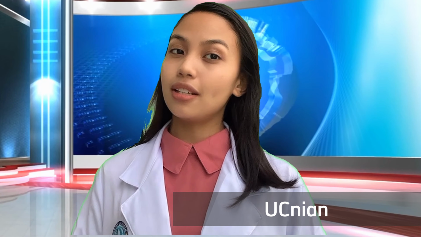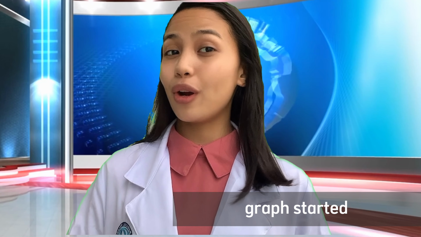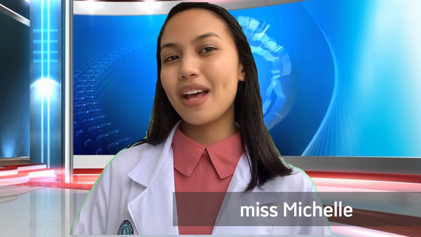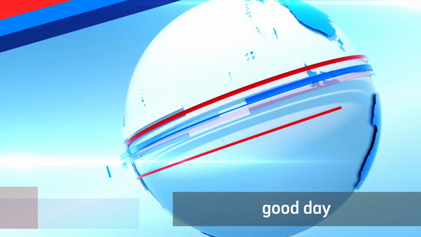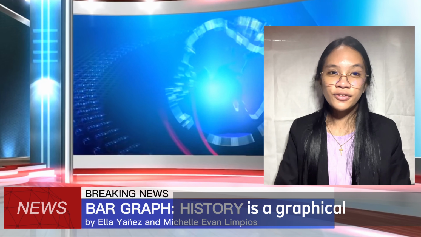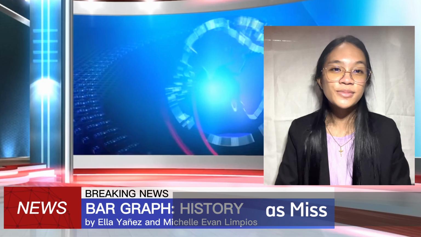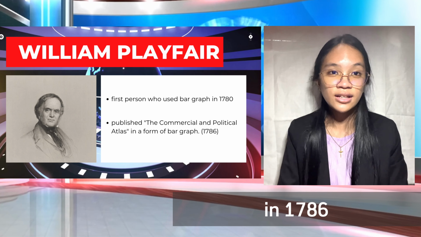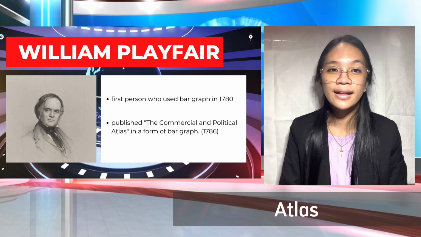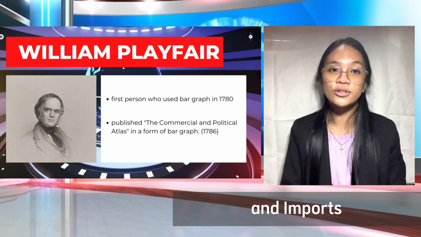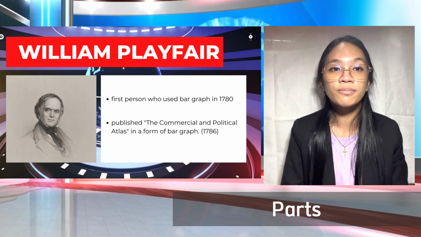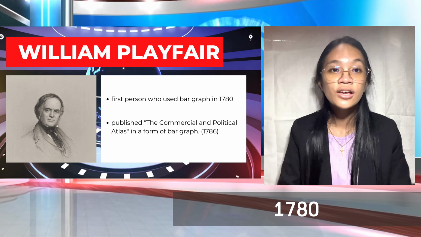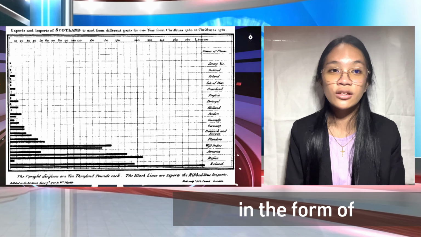Welcome back, Yusinians. Confused on where the bar graph started? Miss Ella, Miss Michelle, please enlighten our minds. Good day, Ms. Pacquiabas. A bar graph is a graphical representation of information. As Ms. Almonia said, the bar graph was first used by William Playfair in circa 1780 according to many sources. In 1786, he published a Commercial and Political Atlas with a graph of exports and imports of Scotland to and from different parts for 1 year, from Christmas 1780 to Christmas 1781, which is in the form of a bar graph.